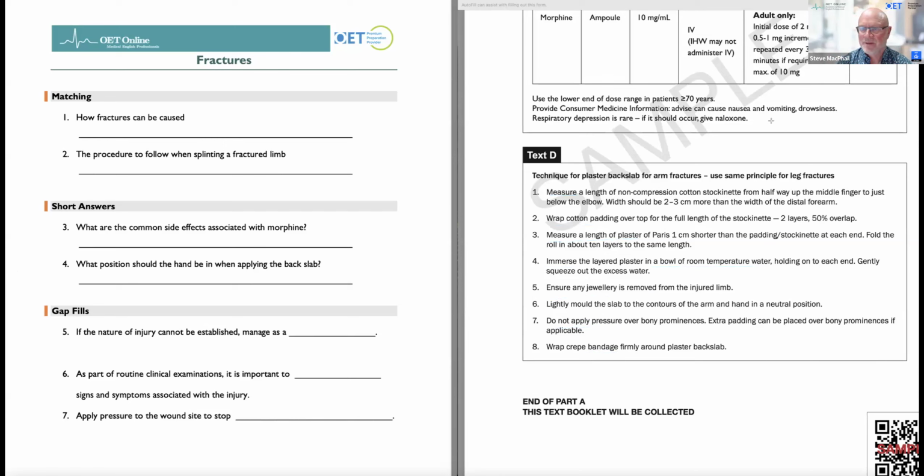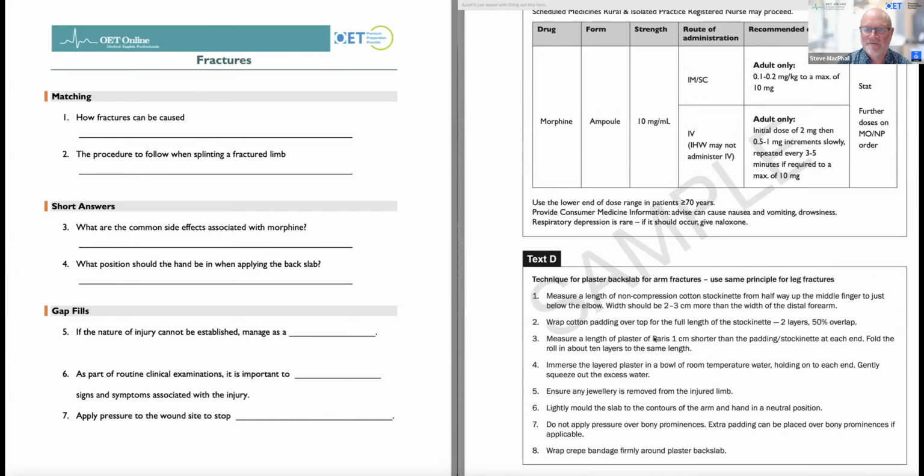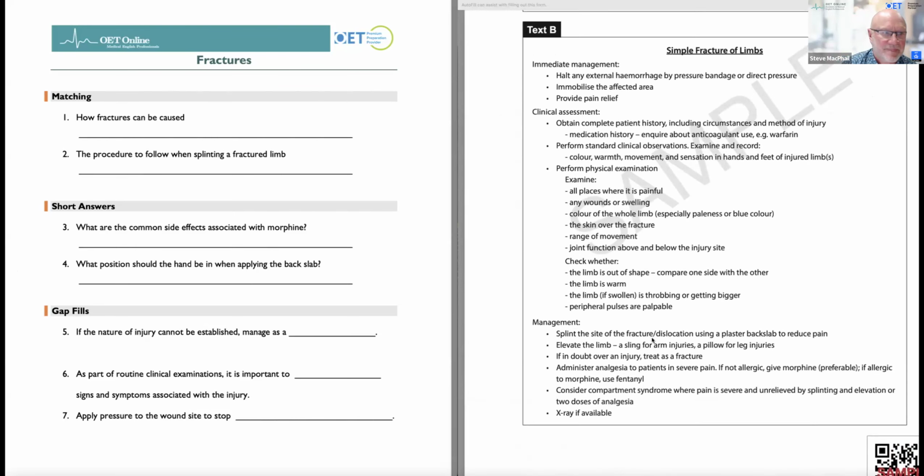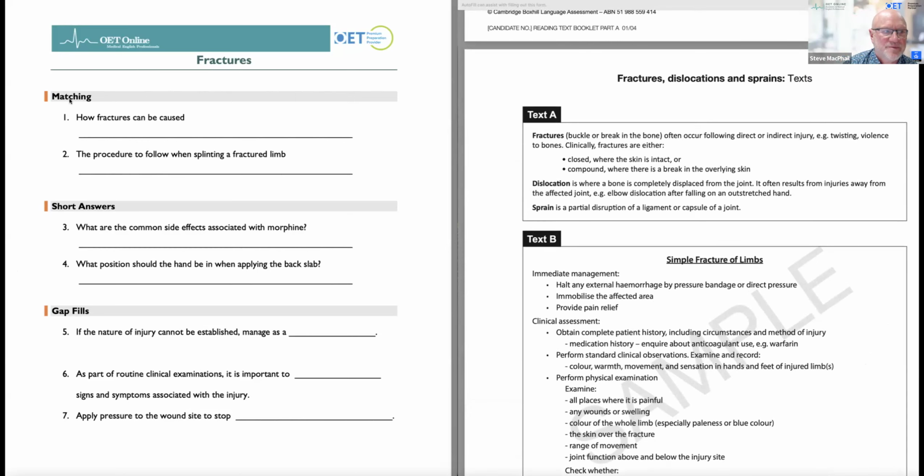So now I would allow about 3 minutes, time well spent. Now we look at our questions. We have 3 types of questions in Part A. Matching, there'll be 7 questions. Short answers, maybe 6. And then maybe another 7 for gap fills, right?